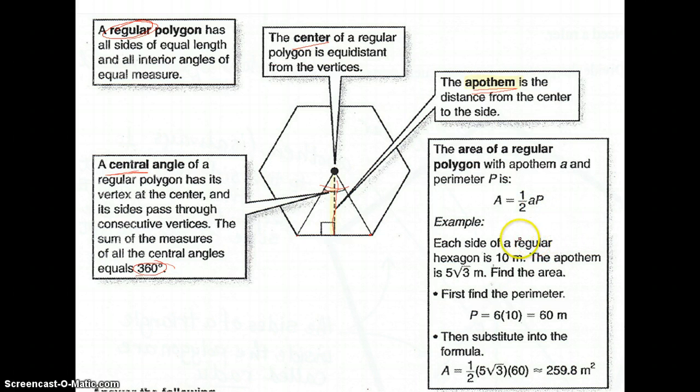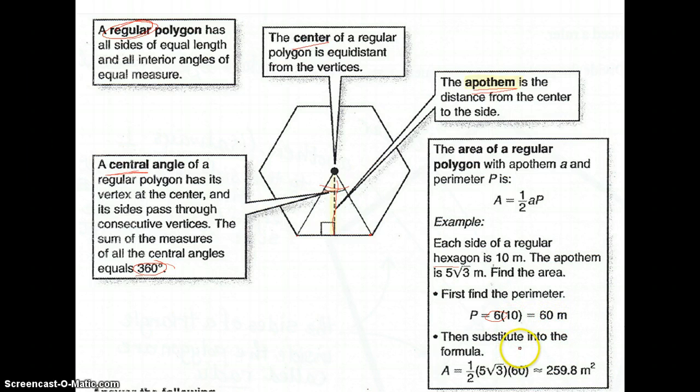So for example, each side of a regular hexagon is 10 meters. The apothem is 5√3 meters. Find the area. Our first step, we will find the perimeter. Remember, perimeter is the distance around. So the perimeter is going to be equal to 6 times 10, which is 60 meters. Where did we get this 6 here? Well, recall that our shape is a hexagon. A hexagon has 6 sides. 6 times 10 is our 60.